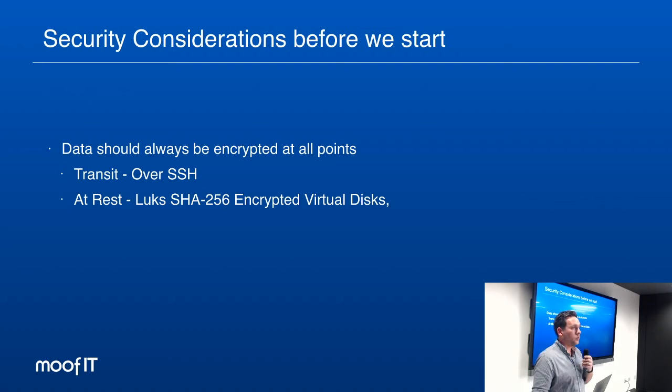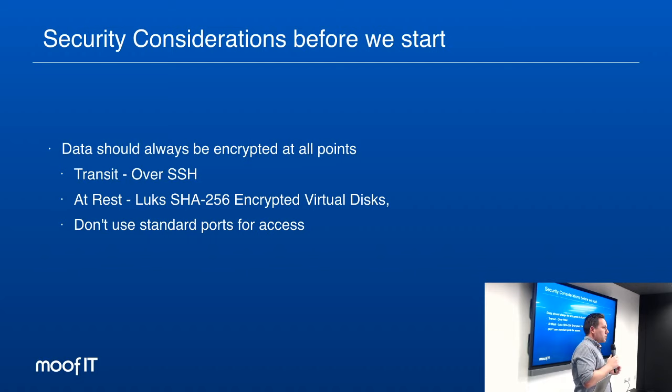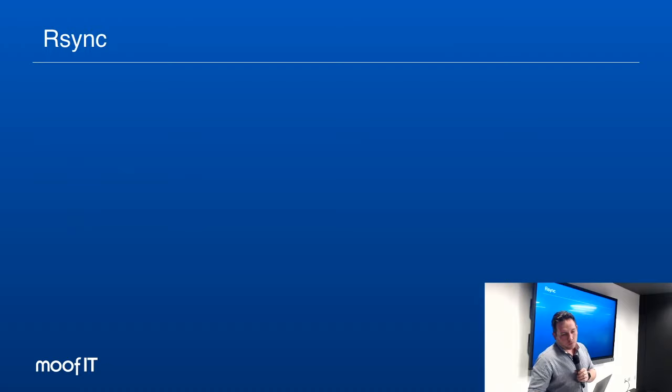And if you're going to use internet ports, change them. Don't use the default ones. Port 22 is one of the most scanned ports in the world because it's a frequent access point. Don't use it. So we used rsync.